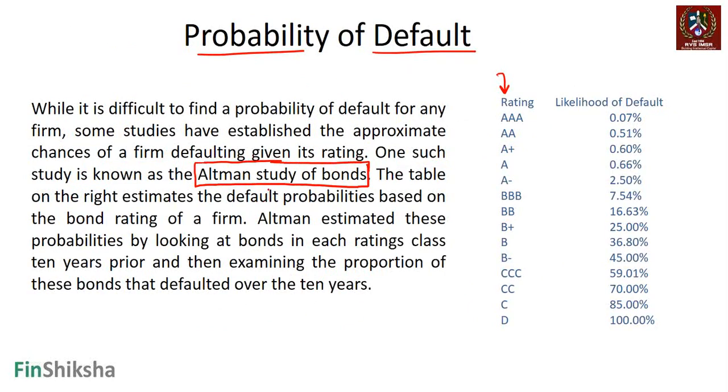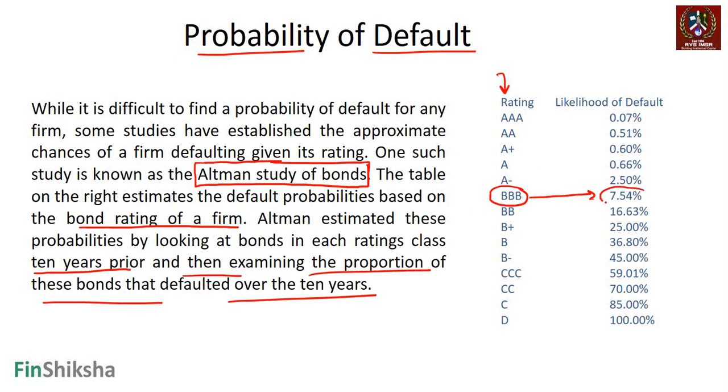The table on the right estimates the default probabilities based on the bond rating of a firm. Altman estimated these probabilities by looking at bonds in each rating class 10 years prior and then examining the proportion of these bonds that defaulted over 10 years. So how did he do that? Let's say he looked at 100 BBB firms and then checked in the next 10 years, about 7.5% of firms had defaulted.